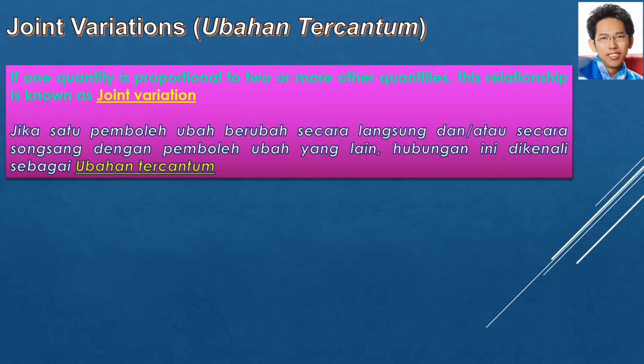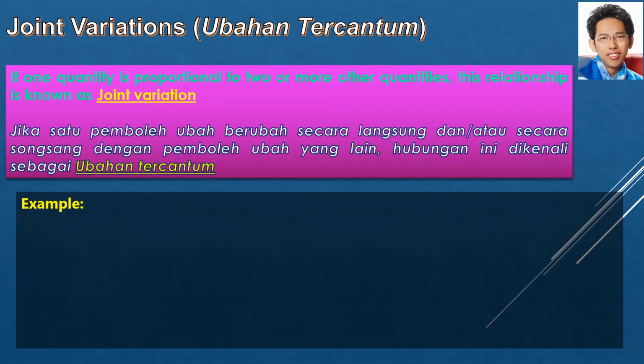Okay, so now what do we mean by joint variations? So if one quantity is proportional to two or more quantities, the relationship we call joint. So maksudnya satu pemboleh berubah secara langsung atau songsang dengan pemboleh ubah yang lain. So they will be involving a few variables, not only two. Now it's more than two. If only two, it is not considered joint variations. So must be more than two.